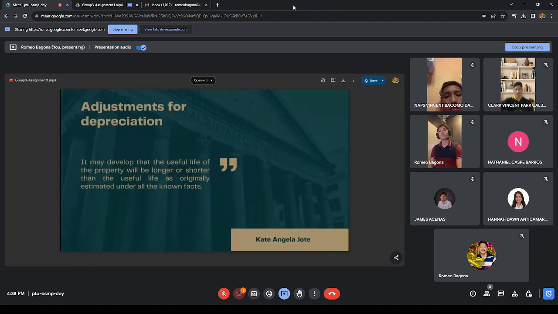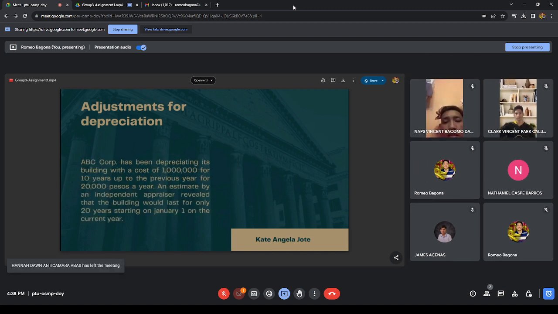Adjustments for depreciation. It may develop that the useful life of the property will be longer or shorter than the useful life originally estimated under all the known facts. In such case, the portion of the cost or other basis of the property not already provided for through depreciation allowances should be spread over the remaining useful life of the property as estimated in the light of subsequent facts, and depreciation deductions taken accordingly.